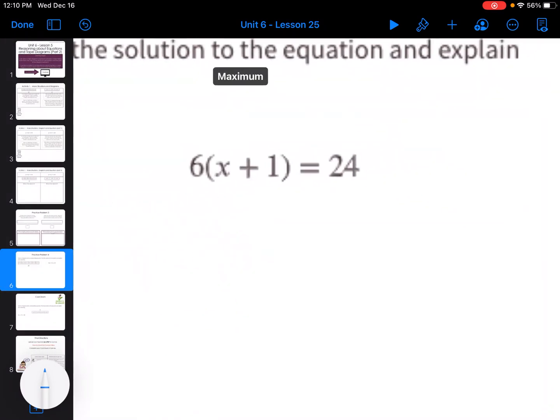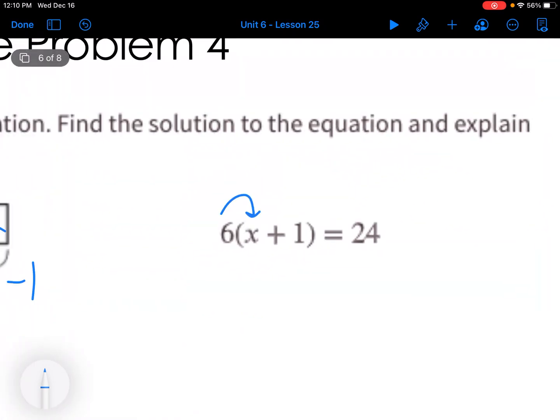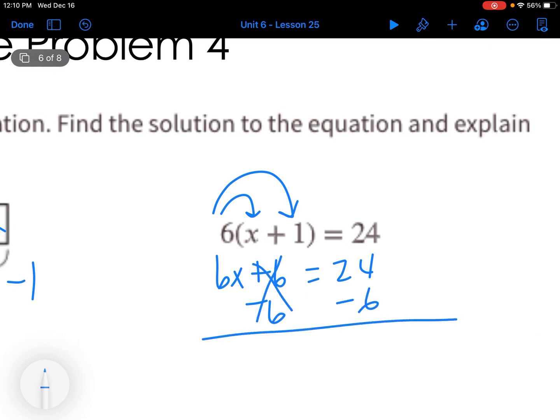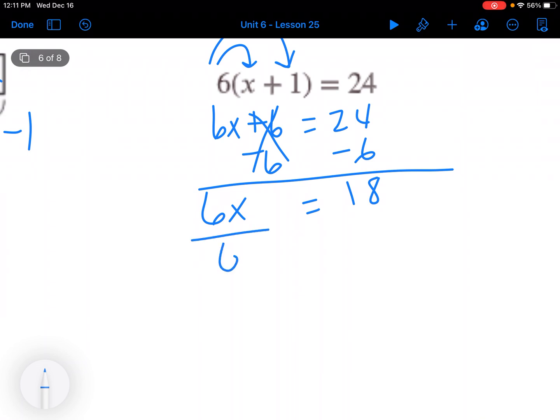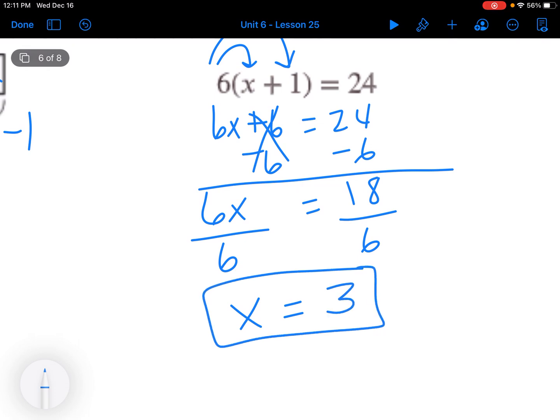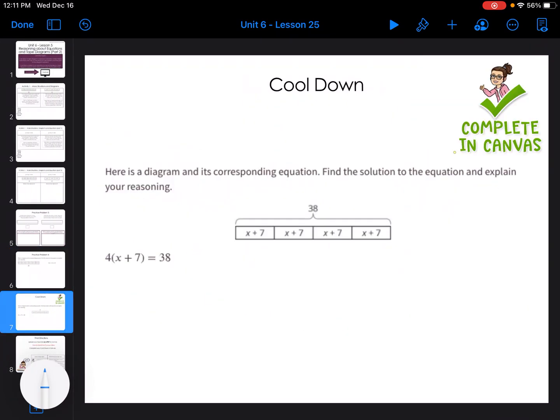So now I'm going to solve it traditionally. So 6 times x is 6x. 6 times 1 is 6 equals 24. I'm going to subtract 6 on each side because I want to zero out. And I'm left with 18 equals 6x because I want to zero out on the side with the variable. And then I want to find for just one x. So I'm left with 3. X equals 3. So now you have your cool down, same concept as before.